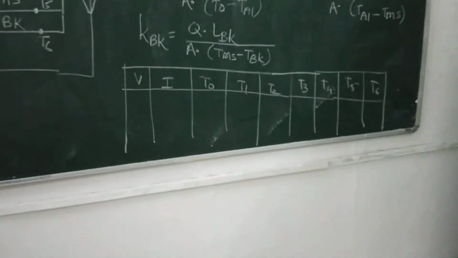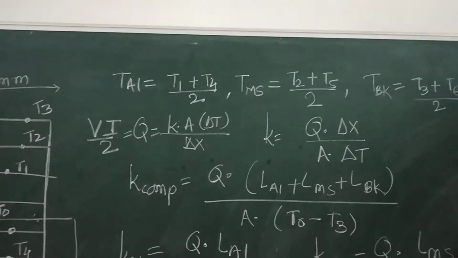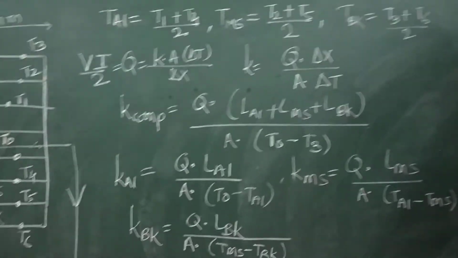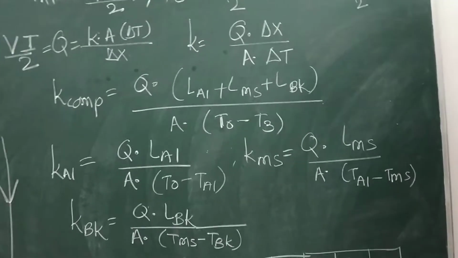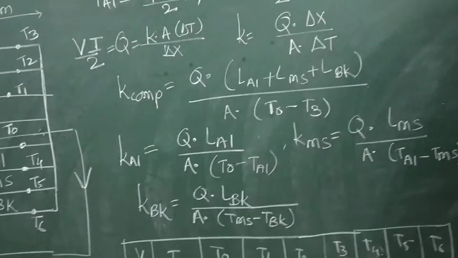From this formula, find out T aluminium, T mild steel, T bakelite, and put them in this formula for K for the composite wall. You will get the thermal conductivity of the composite wall. This is the arrangement. This is the way to find out the thermal conductivity.